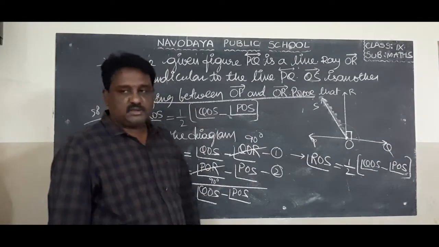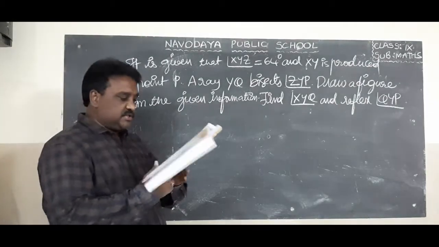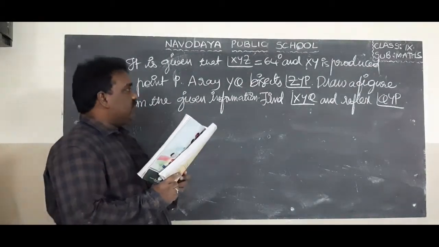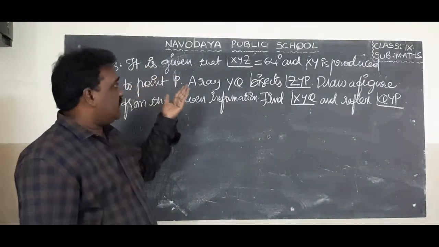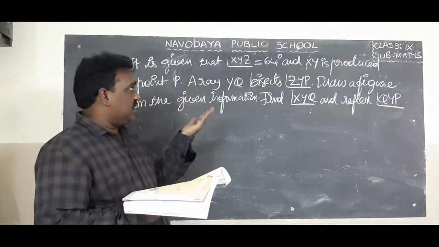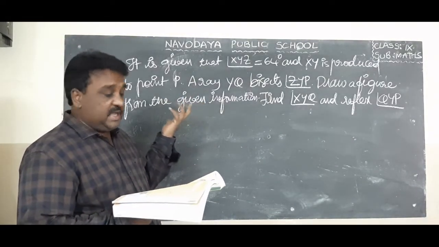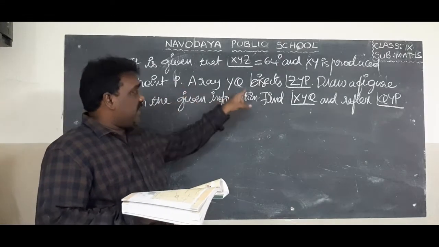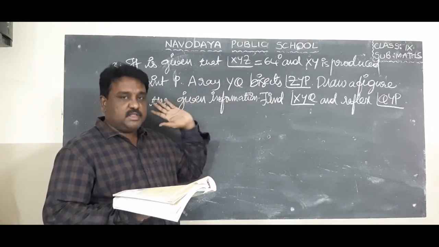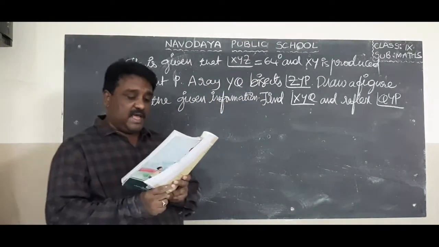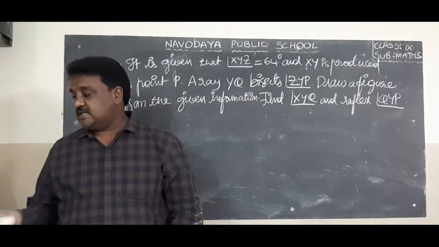Write down the problem once. Now problem number 8. Write down problem number 8. So diagram is not given. You have to draw the diagram by reading the problem. So write the problem first. It is given that angle XYZ equal to 64 degrees and XY is produced to point P, capital P, a ray YQ. A ray YQ bisects angle ZYP. Draw a figure from the given information. Then we need to find out two angles. Angle XYQ, first one. Next one, reflex angle QYP. So that is the information given.